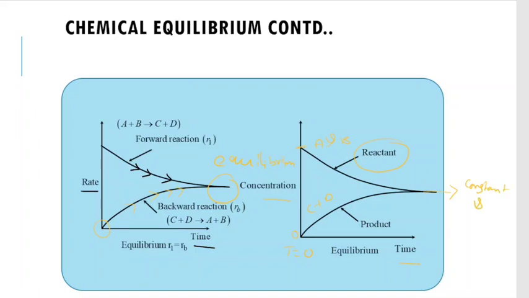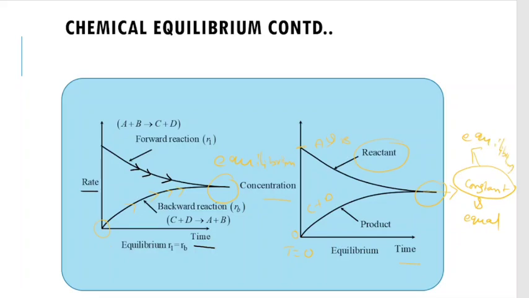Very, very important: constant and equal. Here, what happened? The rate of reaction, forward and backward, is equal, and of course they became constant, just like the concentration versus time graph, right? Concentration of reactants versus concentration of products. They both became constant and they both became equal, and you can say that this is the stage where the concentrations became constant, called equilibrium.